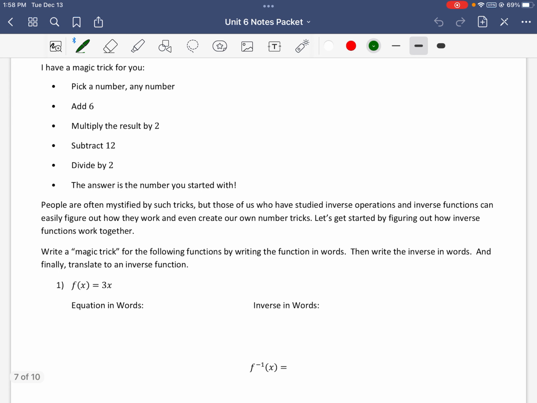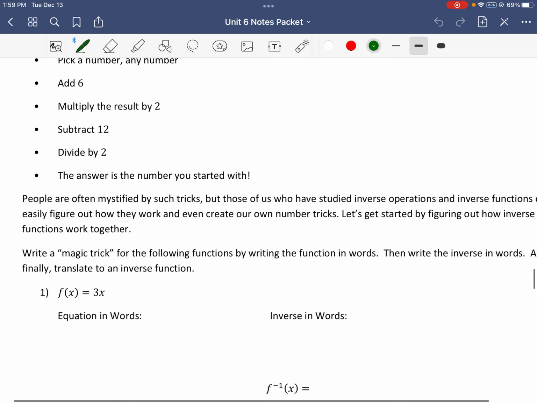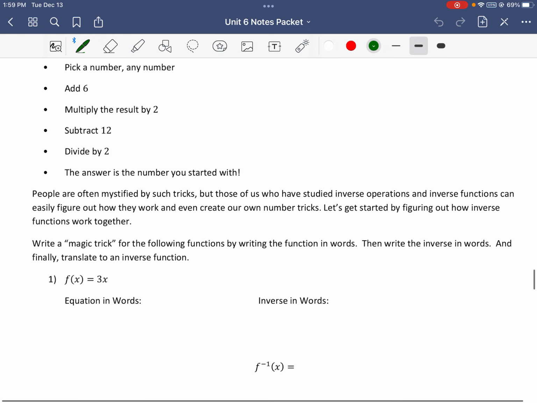Pick any number, add 6, multiply by 2, subtract 12, and then divide by 2. You might need to pause the video if you want to do this little activity here. You'll get the number you started with. Now here, it says people are often mystified by such tricks. But those of us who have studied inverse operations and inverse functions can easily figure out how they work and even create our own number trick. So let's get started by figuring out how inverse functions work together, okay?